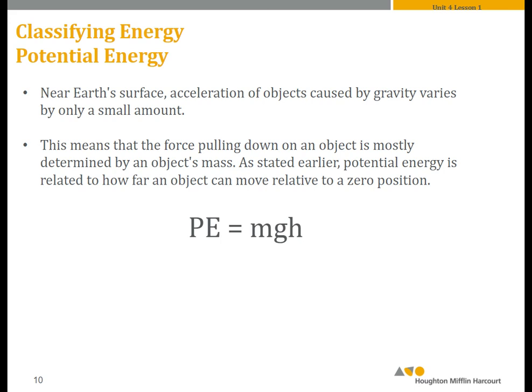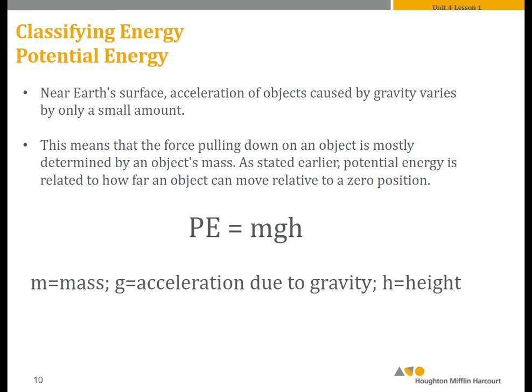Here's the equation for potential energy. Make sure you write it in your notes. Potential energy is equal to mgh. It's a very easy equation. There are no fractions, no exponents, nothing. So m stands for mass. g is the acceleration due to gravity, which remember is 9.81 meters per second squared. And h is the height, the distance from the zero position. So the zero position can be the ground. If you're lifting something above a table, the table can be the zero position. You define what the zero position is based on the scenario.